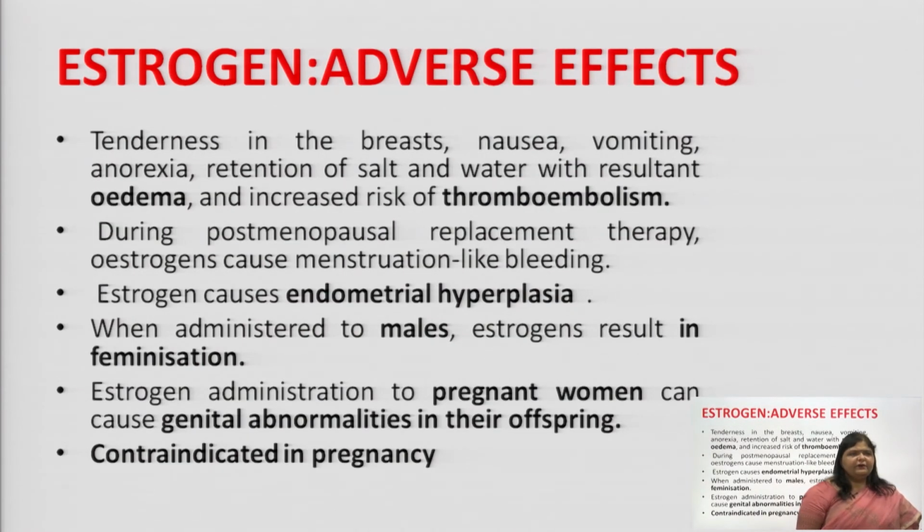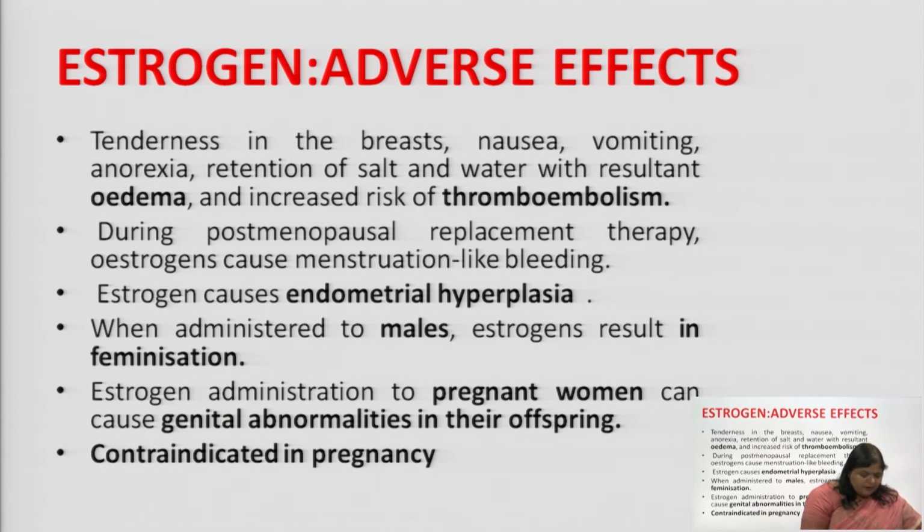Then certain adverse effects are associated with estrogens. They can lead to tenderness in the breast, nausea and vomiting. Because it has mineralocorticoid action, it can lead to retention of salt and water, which can lead to edema, and also the risk of thromboembolism. Then during postmenopausal replacement therapy, in certain women it can lead to menstruation-like bleeding. It can also lead to endometrial hyperplasia, that is, the endometrium increases.